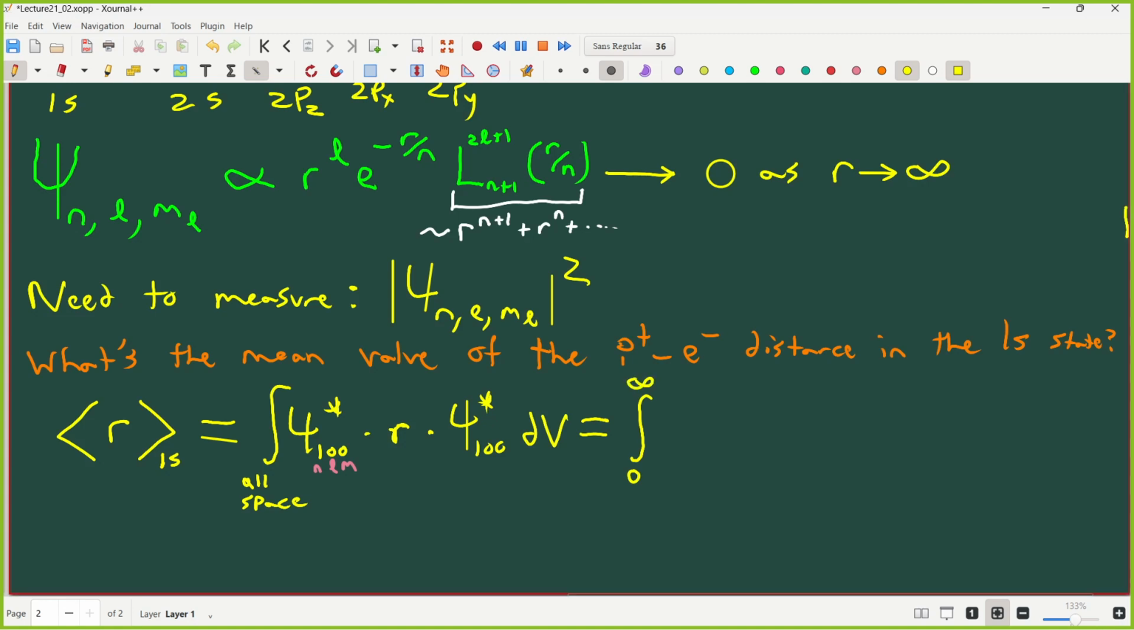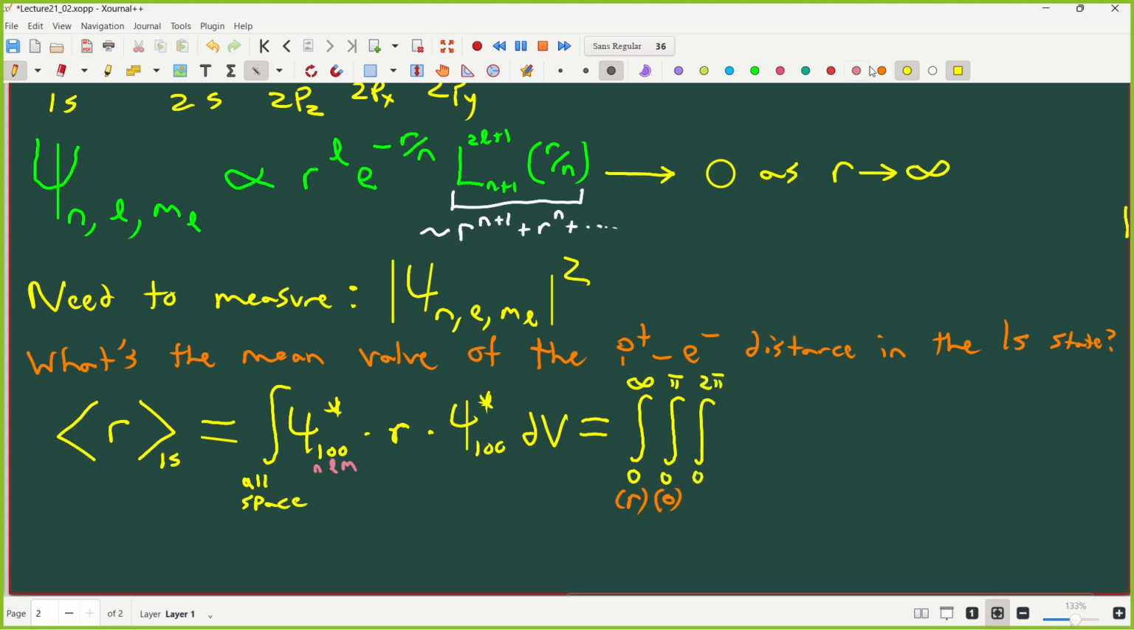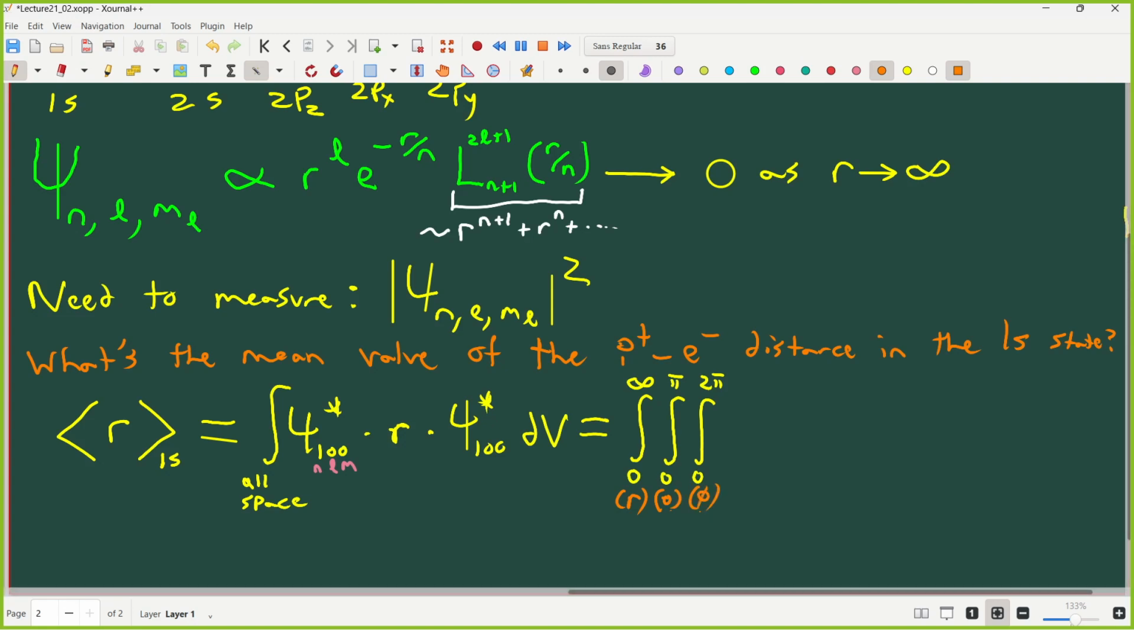0 to infinity. That's going to be for the r. That's our r integral. We have an integral from 0 to pi. This is going to be our theta integral. And we have our 0 to 2 pi integral, which is our phi. This is theta. Let me clean that up a little bit. Theta, and this is phi. So we have a triple integral over our 3 coordinates.